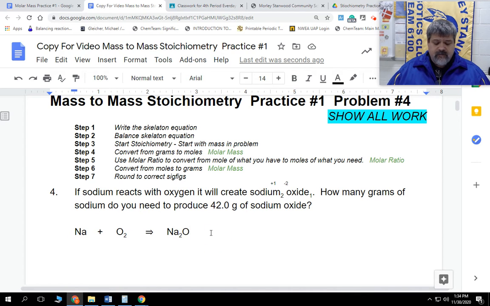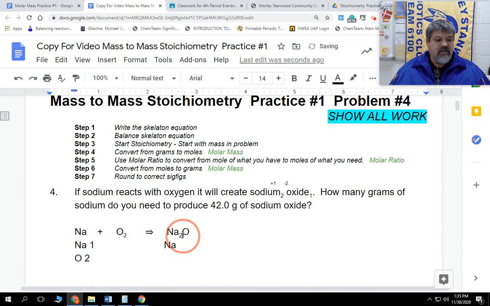So the best way to do this is to go ahead and put in all the elements that we have on each side of the equation. So I have sodium and oxygen, and then I have to put in how many I have of each one. So we have 1 sodium and we have 2 oxygens. So on the other side, okay, I have sodium right here, we have Na, but we have 2 of them.